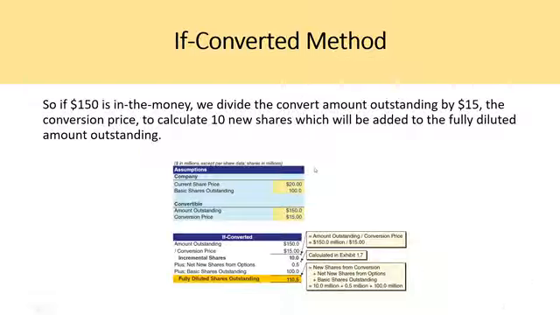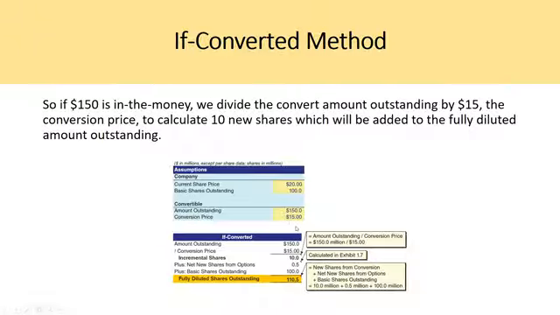So here's an example. Same thing, we have a current share price of 20. We have basic shares outstanding. And now we have convertible securities. The amount outstanding is $150. And the conversion price for those $150 amount outstanding is 15.